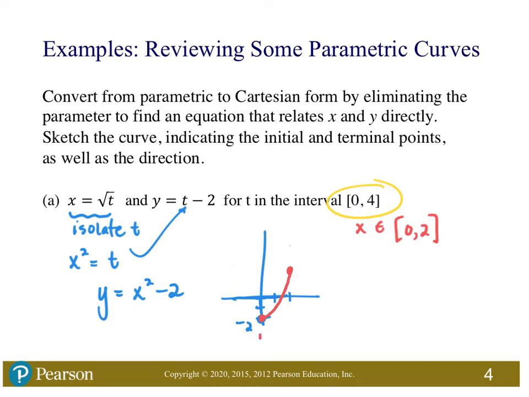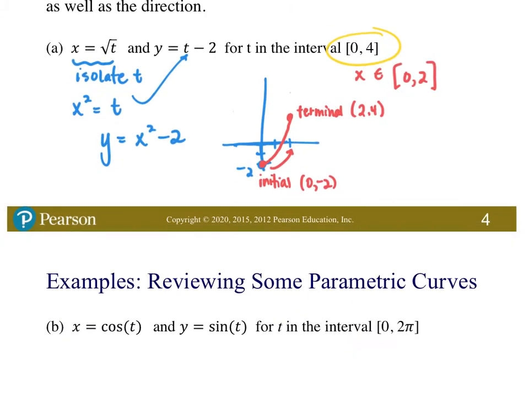So the initial point is 0, -2. The terminal point, terminal meaning the ending, is 2, 4. And then the direction, we show that we are moving in an upward direction, following that positive curve of the slope. Okay, so you're only drawing a portion of the Cartesian graph, the parametric graph.